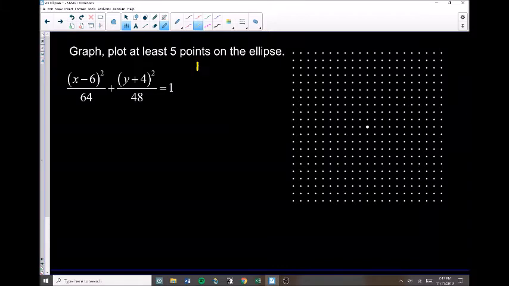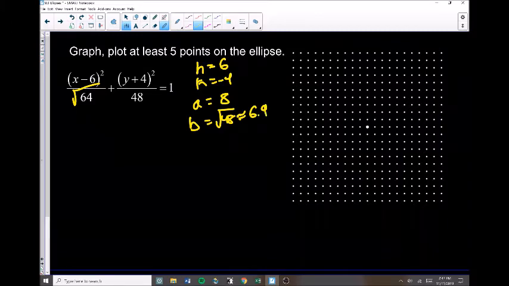Right now my h value is 6, my k value is -4. My a value is not 64, but it's 8. I square root this number to get the a value, and my b number is going to be the square root of 48, which is just about 7. It's really closer to 7 than it is 6.9, but we'll call it 6.9 because it's just barely under 7. So the center of this graph, which I'm going to put right here, is the point 6, -4.